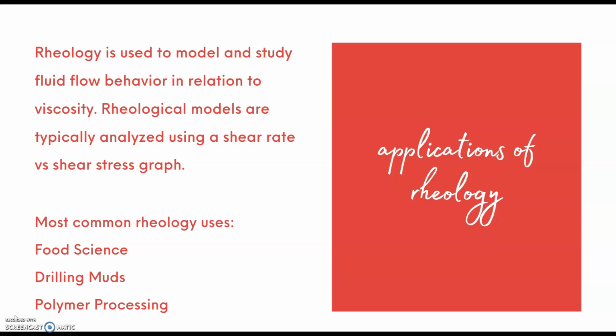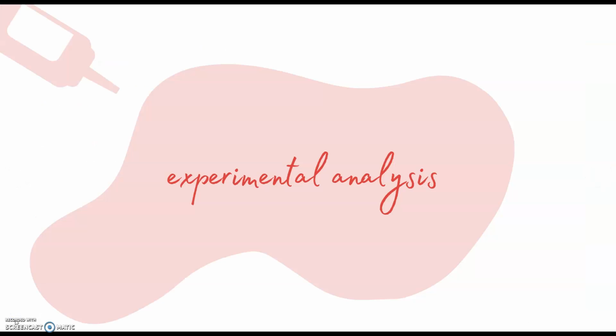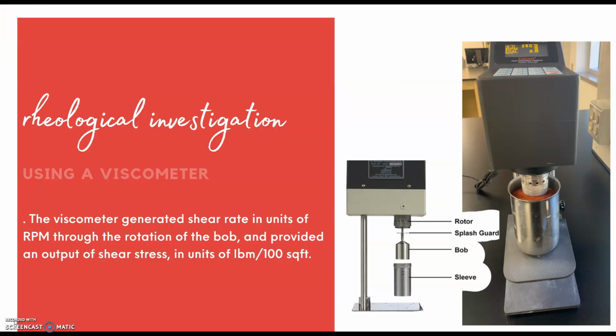Rheology is often used to model and study fluid flow behaviors. It has a particularly strong use in viscosity analyzation. Rheological models are represented using a shear rate versus shear stress graph. Final results were found using a viscometer, a scientific tool that measures and analyzes the shear stress on a fluid at a specified shear rate. The machine generates a shear rate through the rotation of the bob and is measured in rotations per minute. On the right side of your screen, there is a photo of the viscometer I used, as well as a diagram explaining the assembly of the viscometer.